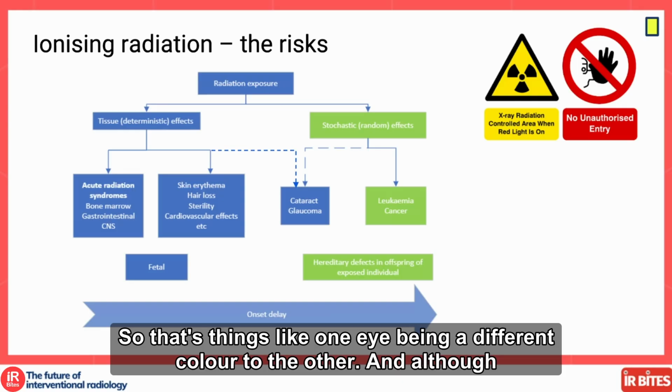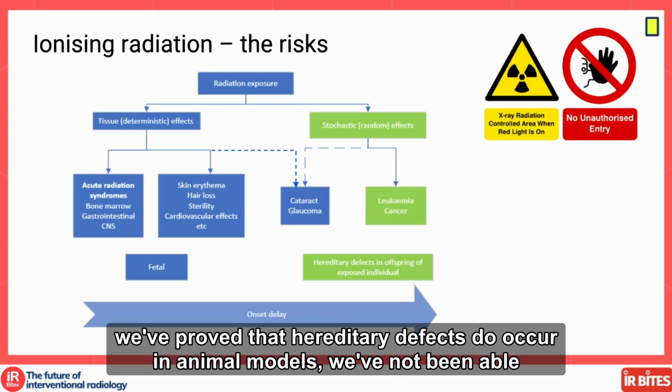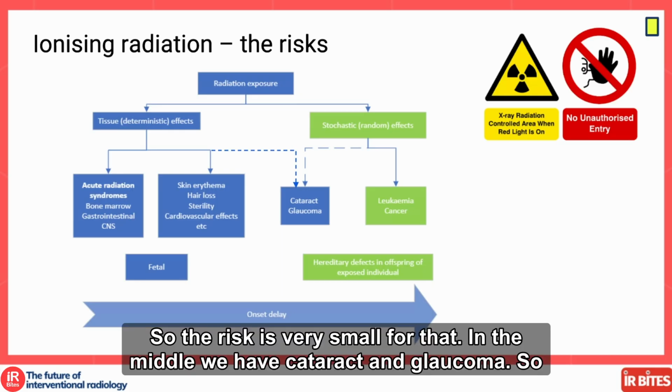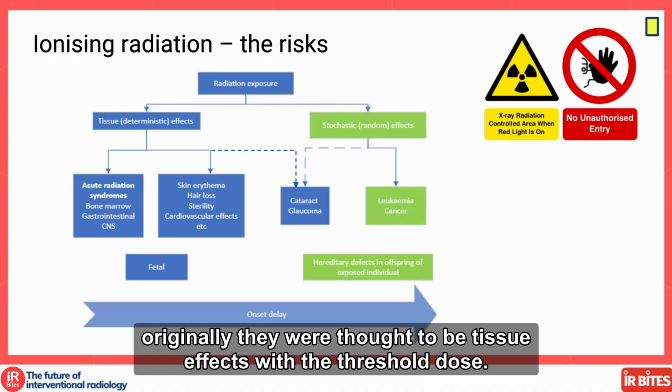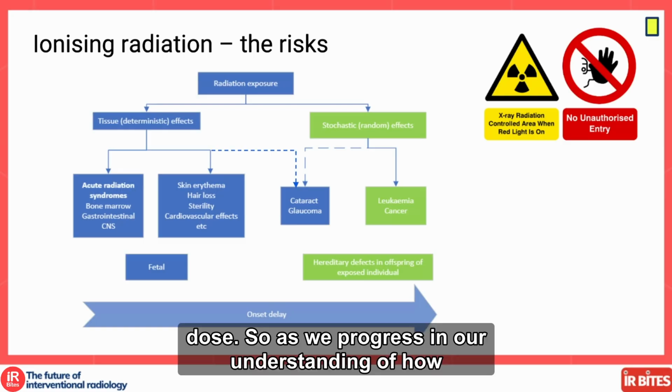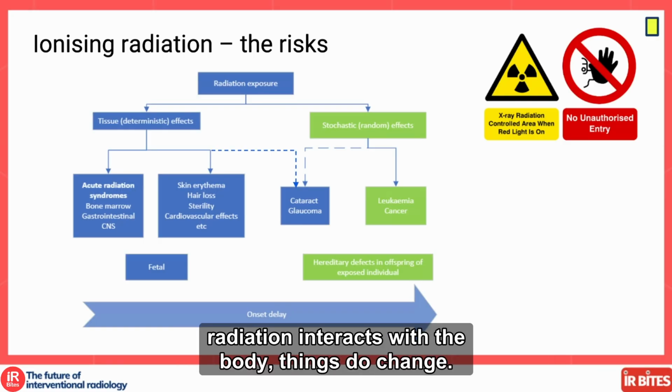Although we've proved that hereditary defects do occur in animal models, we've not been able to definitively prove that they occur in humans. So the risk is very small for that. In the middle, we have cataracts and glaucoma. Originally they were thought to be tissue effects with a threshold dose, and now they're thought they may be quasi-stochastic, so they may not have a threshold dose. As we progress in our understanding of how radiation interacts with the body, things do change.